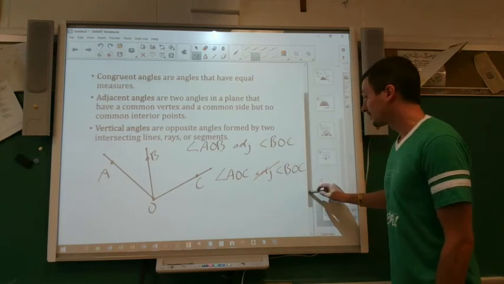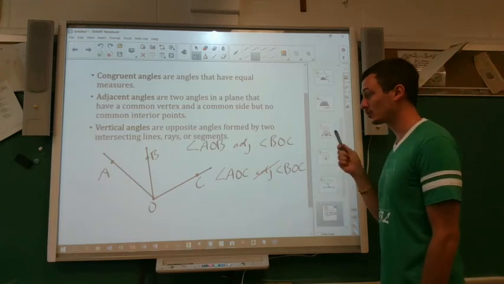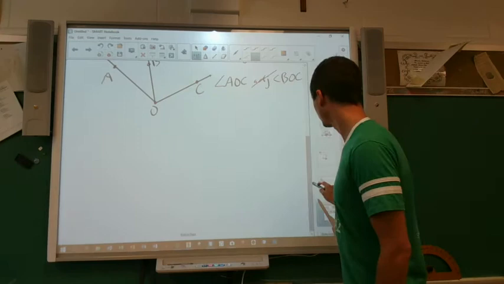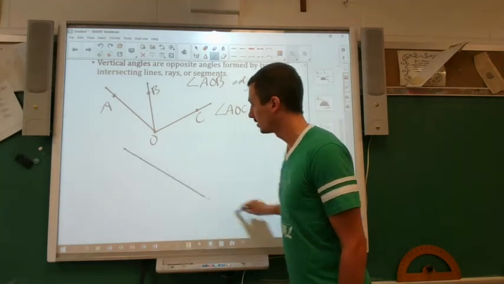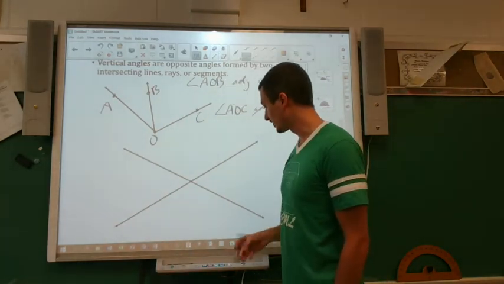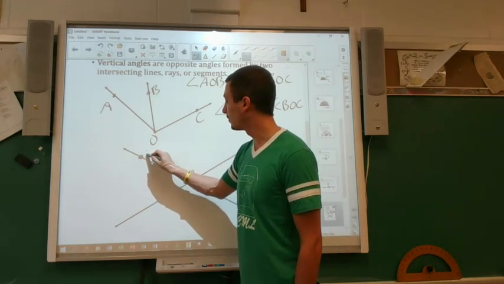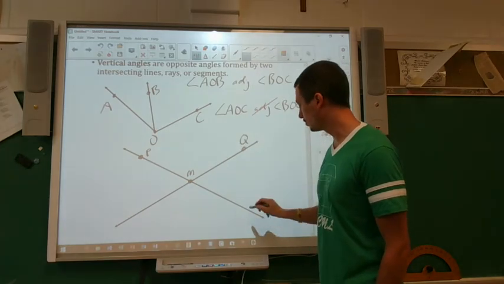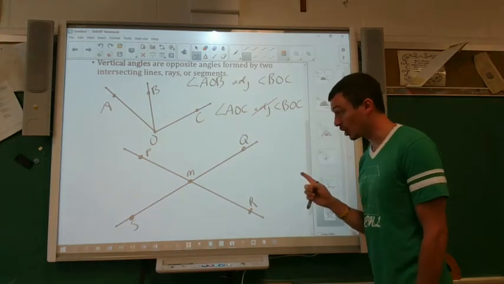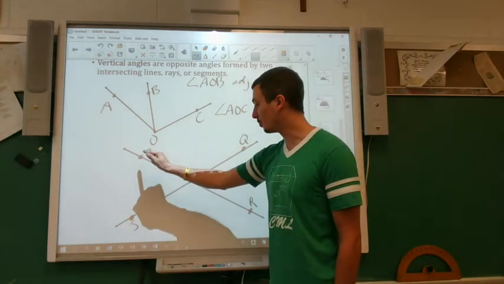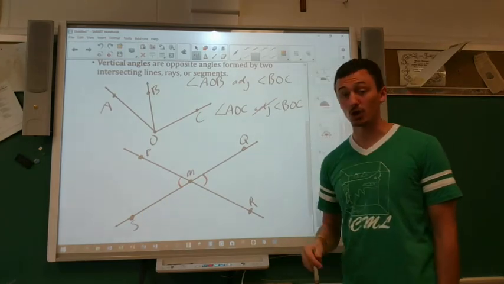Lastly, vertical angles are opposite angles formed by two intersecting lines, rays, or segments. So I can draw any two lines. I'm going to use lines in this case. Let's give this some point names. We'll call them M, P, Q, R, and S. So we can say that angle PMS and angle QMR, those are vertical angles.